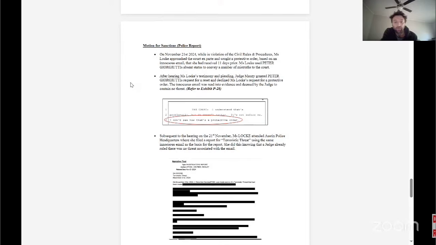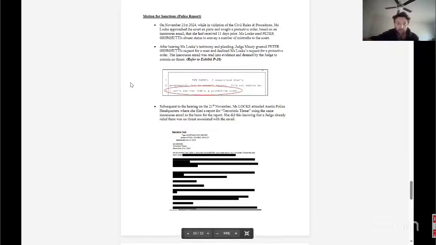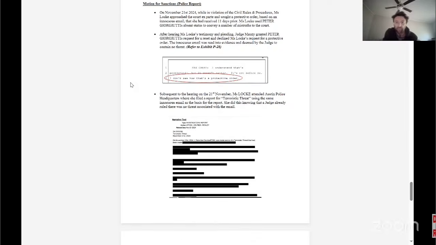Ms. Locke used my absent status to convey many mistruths to the court. As I mentioned above, after hearing the above evidence, and we can go through the full transcript to see how this was mentioned a couple of times, there was no threat. There was nothing to justify a protective order. Subsequent to the hearing on the 21st of November, Ms. Locke attended the Austin Police headquarters, where she filed a report for a terroristic threat using the same innocuous email as the basis for the report.